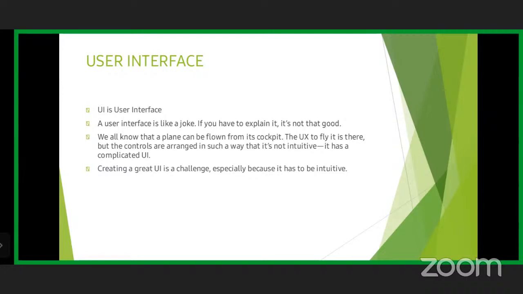So we all know that a plane can be flown from its cockpit. The UX to fly is there, but the controls are arranged in a way that is not implicit. It has a complicated UI. That's for a plane. So creating a great UI is a challenge. I think if you go out there, generally people just see, okay, UI UX design.